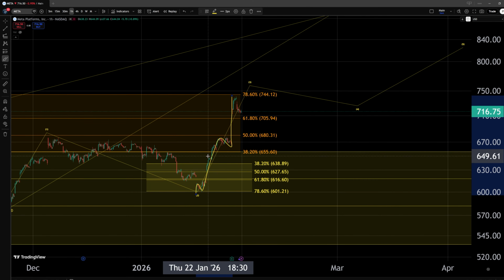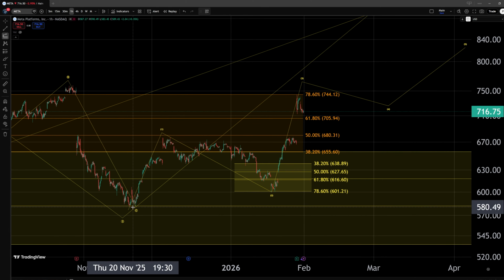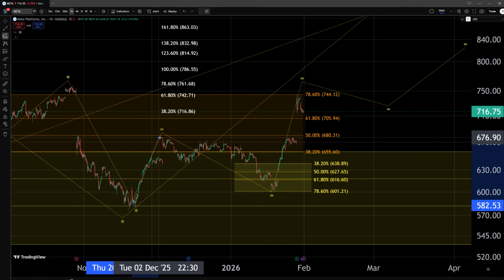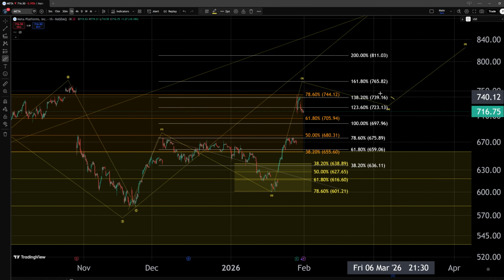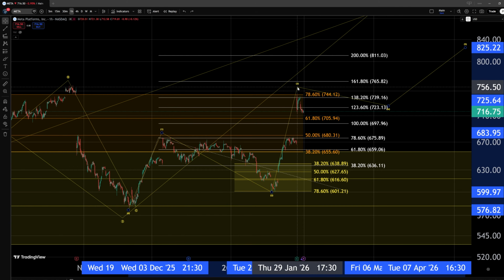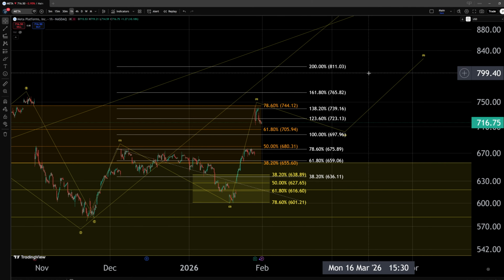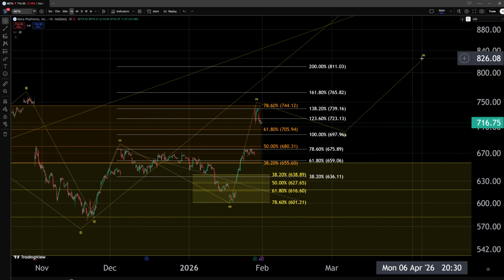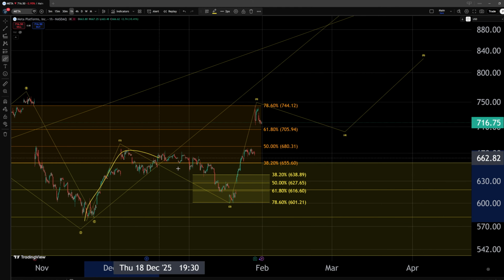I don't need any additional extensions to even consider this third wave complete, because the same way I provided you the ideal target for the larger wave 3, I can do the same for this internal structure, and it still remains here at the 138.2% extension of the wave 1, the $739 level. That has been reached beautifully. We can now assume that this third wave has formed a more significant top and that a larger correction in a wave 4 has begun, but I cannot guarantee you, and we will not have the same probabilities for this uptrend to continue, not the same way we had for this initial 1-2 setup.